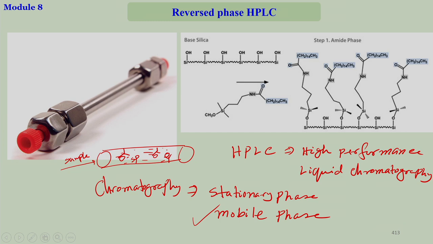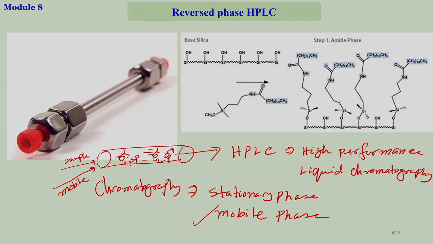This is your stationary phase, and your sample is bound to it by weak interactions. Now you push the mobile phase, some liquid, through the column, and this liquid has the nature that it will break these interactions. So slowly your molecule will come out, and ultimately be eluted out of the column, and you can collect it.